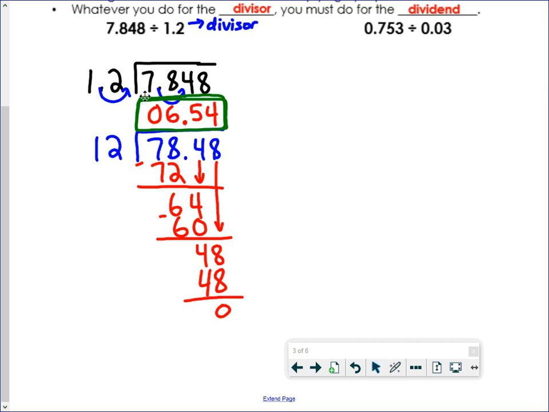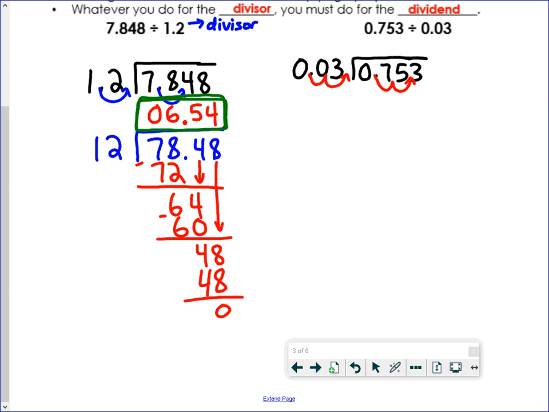Let's try another one. I'll go ahead and write it to the left. I'm going to show it right here and then I'll rewrite it so it's easier to see. So remember, our divisor goes on the outside, so it's going to be 0.03 on the outside. 0 and 753 thousandths there. Once again, you're looking at the divisor, and we're going to move the decimal point in the divisor. So we're moving it twice. So we need to do the same thing in the dividend. So we're going to move it to the right twice.